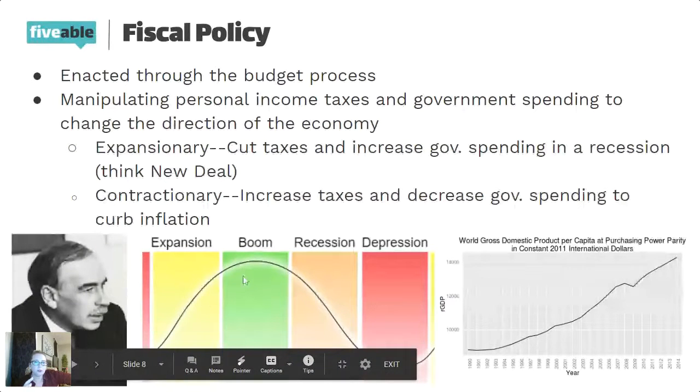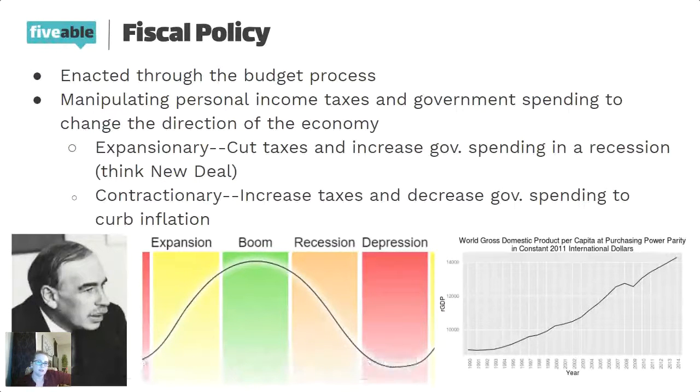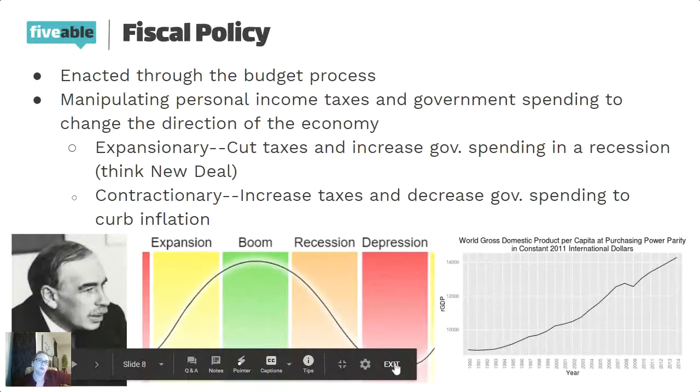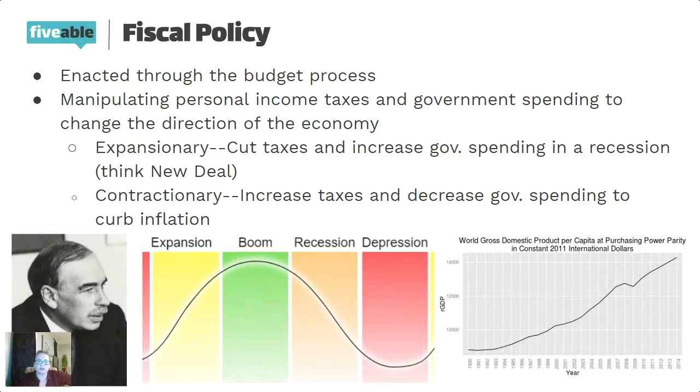So what fiscal policy does is it kind of levels off this business cycle to make the highs not so high and the lows not so low. This middle picture here kind of shows a zoomed in version of the economy.